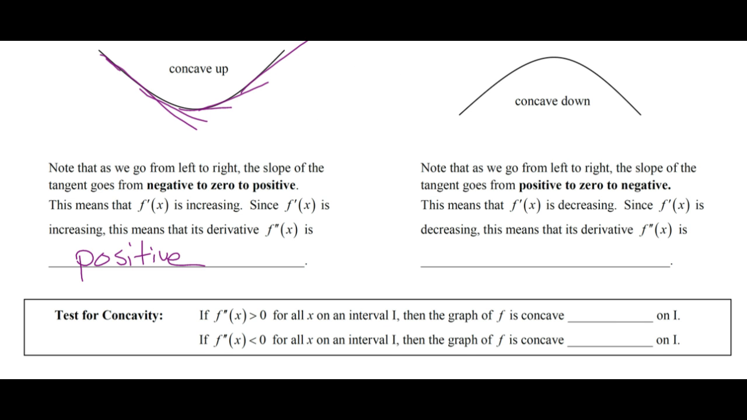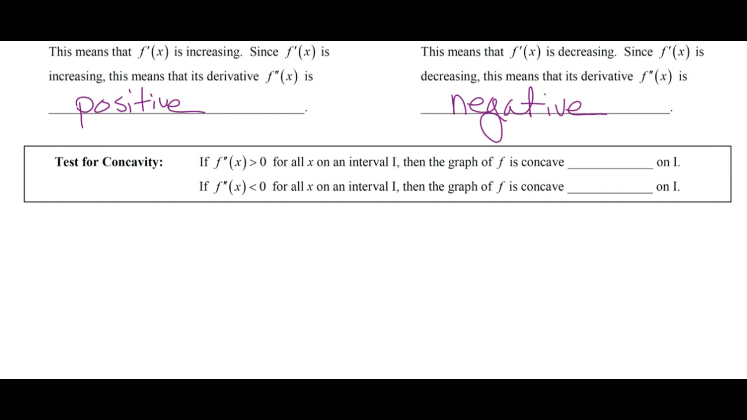Note that as we go from left to right, the slope of the tangent goes, well, we've got large positives, and they're slowing down, getting smaller positives going to 0 and then negative, which means f prime of x is decreasing. Since f prime of x is decreasing, its derivative is, we'll just call that negative.